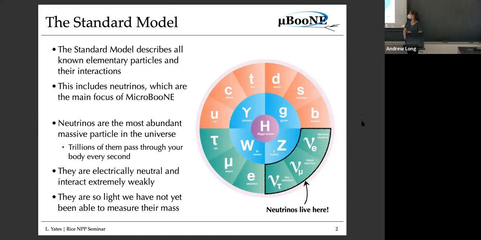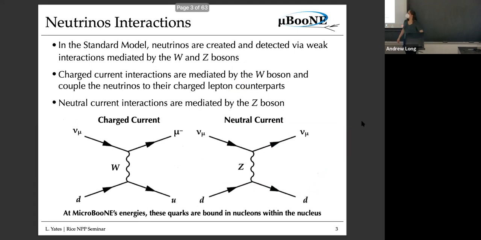A few fun facts about neutrinos. As far as we can tell, they're the most abundant massive particle in the universe. Trillions of them pass through every second, mostly from the sun. They are electrically neutral and interact extremely weakly, which makes them both very challenging to measure and very interesting. And they're so light, we actually haven't been able to measure their mass yet. So we have upper bounds, but no actual measurement. That's a whole area of research that I am not going to talk about today. When neutrinos do interact, they interact via the weak interaction mediated by the W or the Z boson.